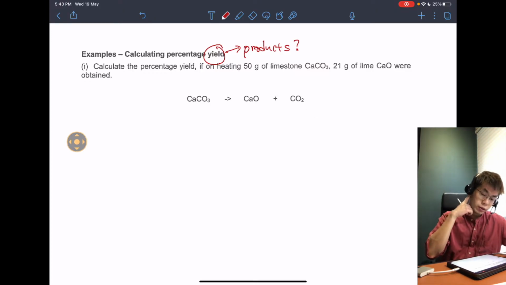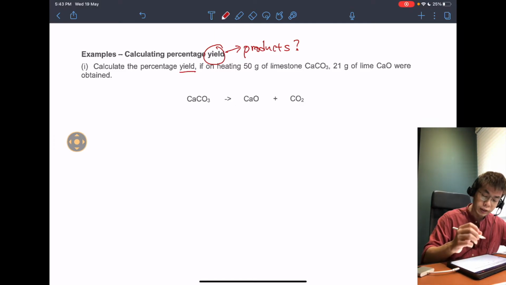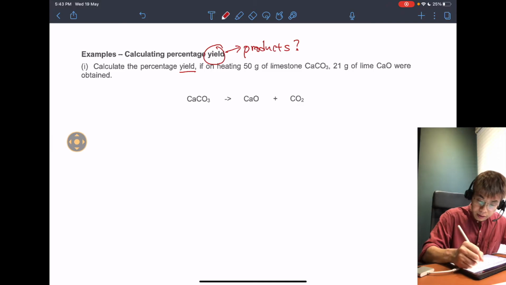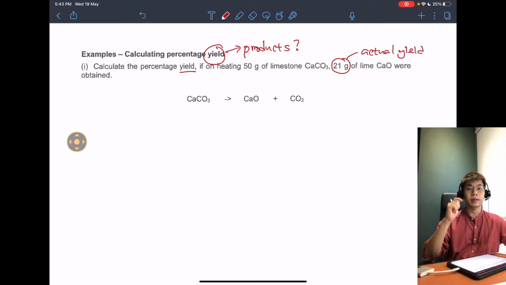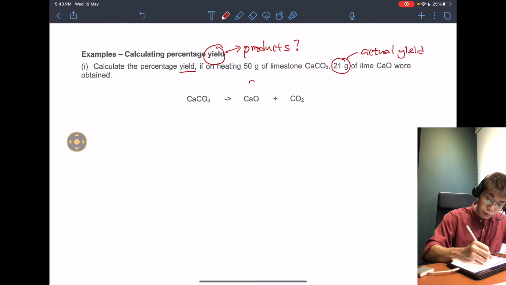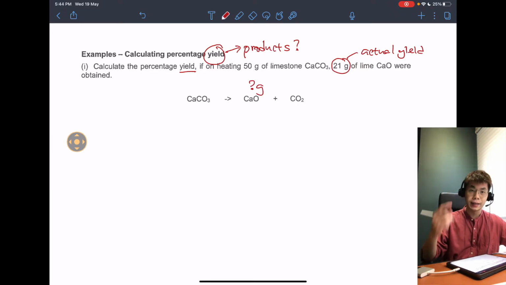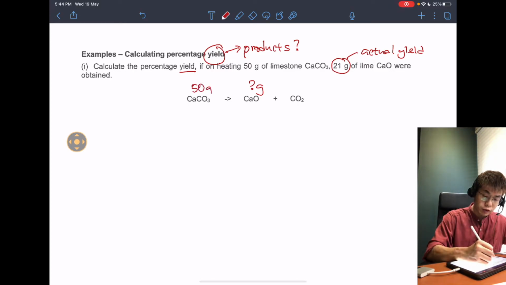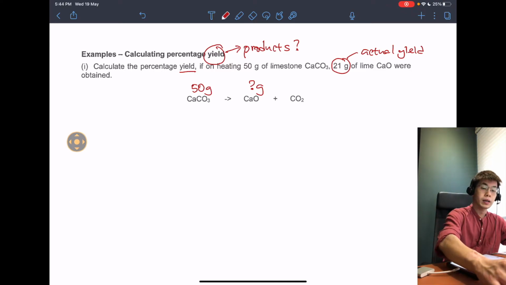Okay, so let's look at this question. Calculate the percentage yield if on heating 50 grams of limestone, calcium carbonate, 21 grams of lime were obtained. So let's circle this. This is my actual yield. What you need to do is calculate the calculated yield. What mass of calcium oxide should I get if I start with 50 grams of calcium carbonate? Alright, so let's do that calculation.